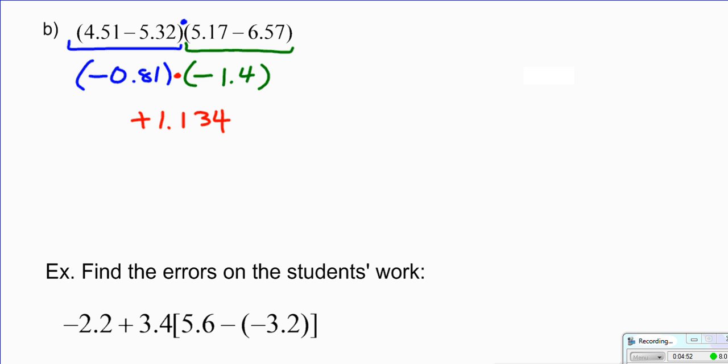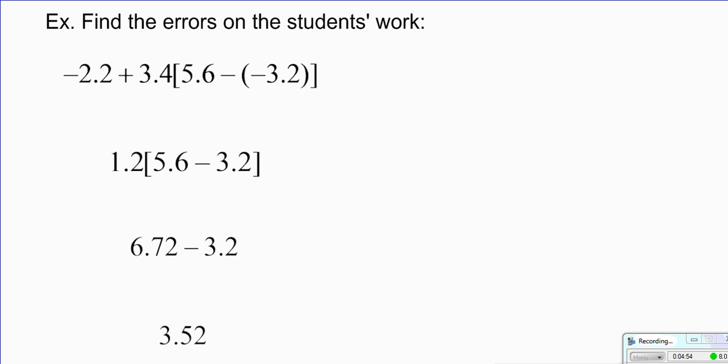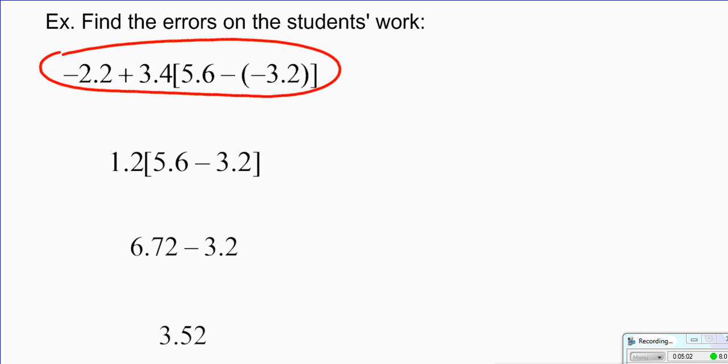The last example asks you to find some errors in the student's work. The best way to do this is to write the question out for yourself. So this is the original question. So write it out again beside it to the right and try solving this question on your own first, and then go back to see where the errors are made. So I would like you to take a minute to write this question out and solve it, pause the video, and double check your answer afterwards.